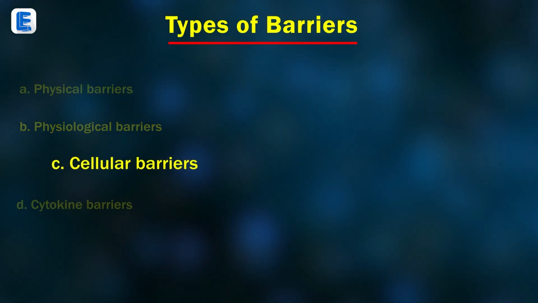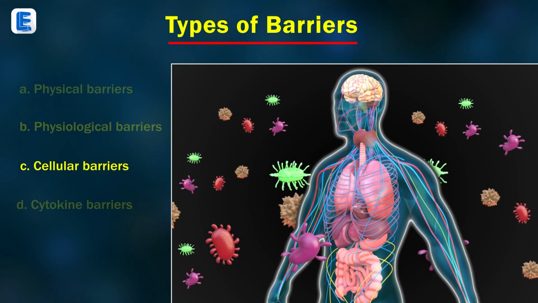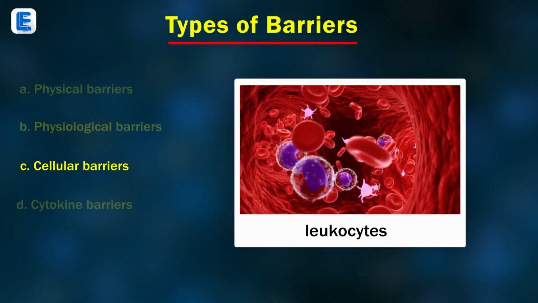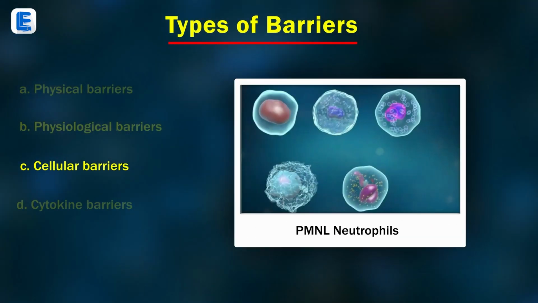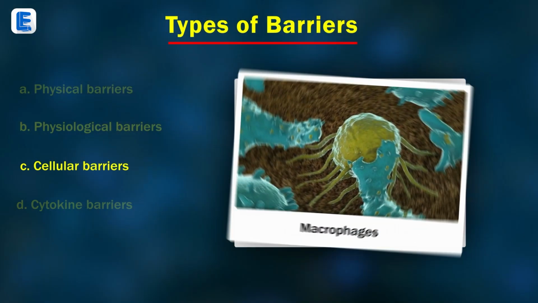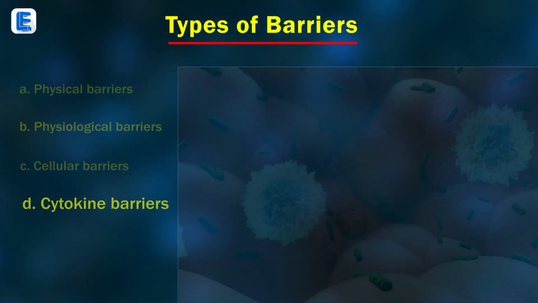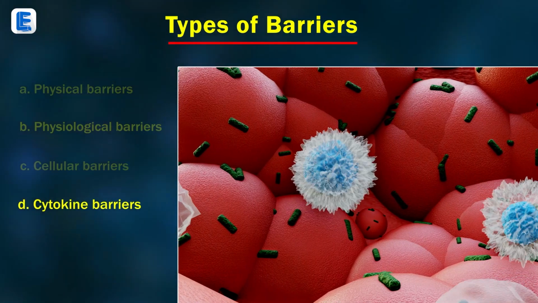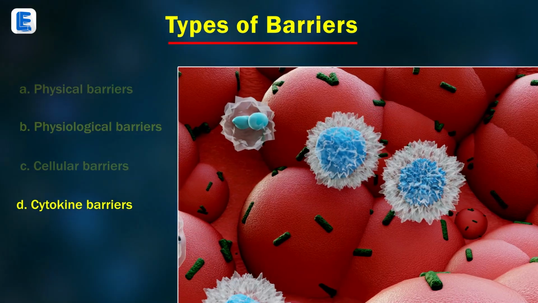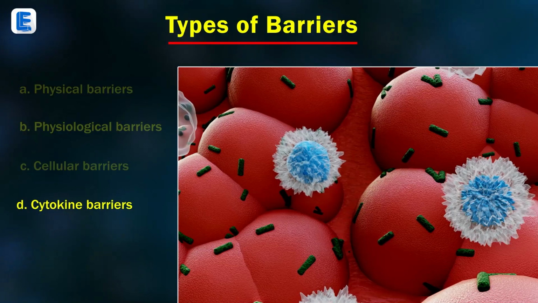C. Cellular barriers. Even though physical and physiological barriers are present, some pathogens enter our body. Polymorphonuclear leukocytes in blood, PMNL neutrophils, monocytes, natural killer cells, and macrophages in tissues are the main cellular barriers. D. Cytokine barriers. Immune cells secrete cytokines. These stimulate cell division and cell differentiation. Some cytokines protect neighboring cells from viral infection.